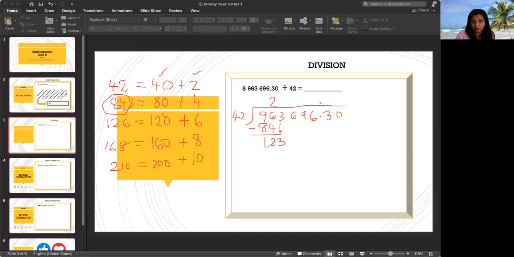Now ask yourself, if I have 123 and I'm going to divide by 42, how many 42s can I have? Unfortunately, we need 126 if we wanted to make 3. So we can't go to 126. We still have to use 84, which is 2 times. So again, this gets repeated 2. So 2 times 42 would be 84. So you write your 84.